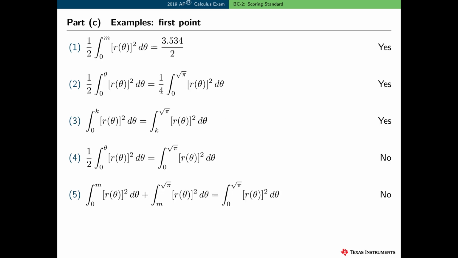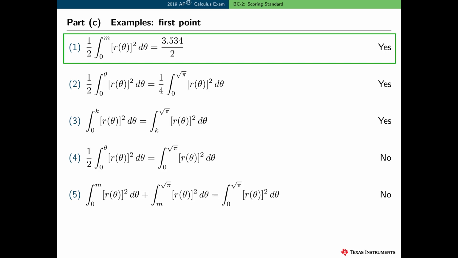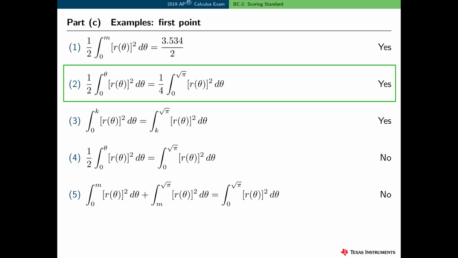Here are some example student responses focusing on the first point only in Part C and how each was scored. In example 1, there is at least one polar area integral. The bounds are wrong, but this is still structurally correct. This earns the first point. In example 2, there is at least one polar area integral. Well, there are two here. The bounds on the left integral are wrong, but again, the equation is structurally correct and earns the first point.